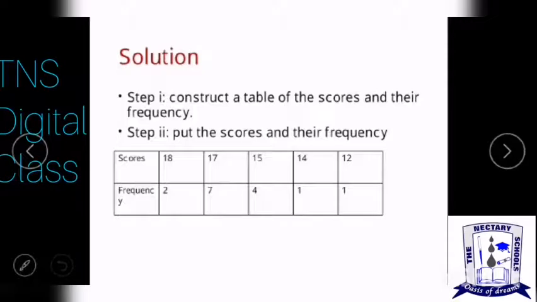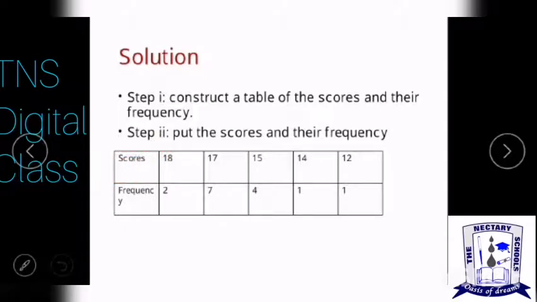Step 1 is to construct a table of the scores and their frequency. Mind you, we are using score here because the question is on score. We might have questions that talk about other things like means of transportation, type of food, and so on. But let us concentrate on this example. This example is basically about score. Are we together?